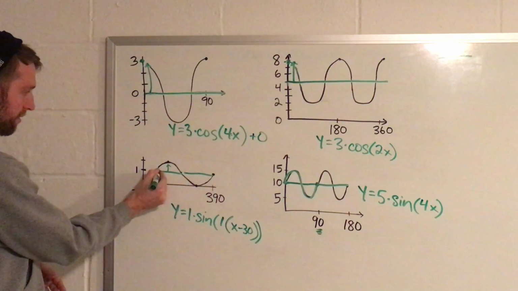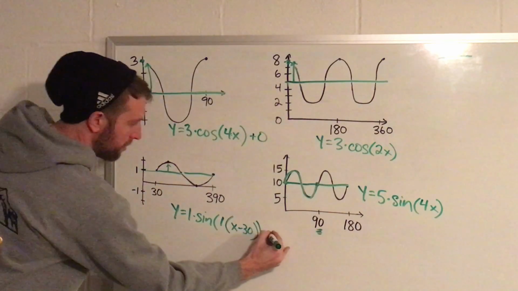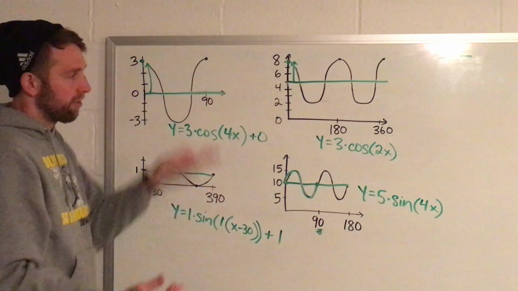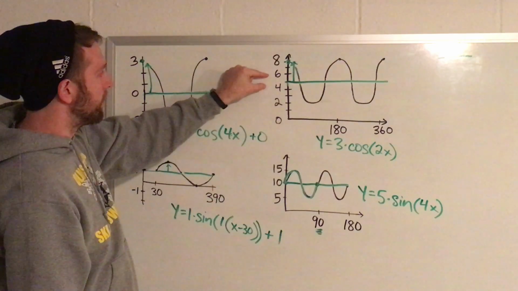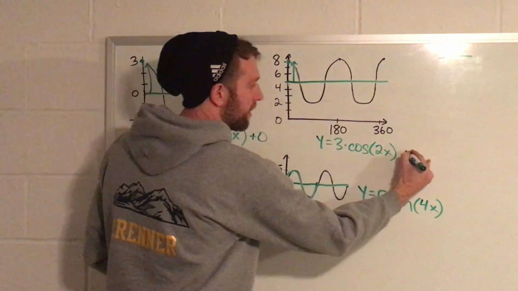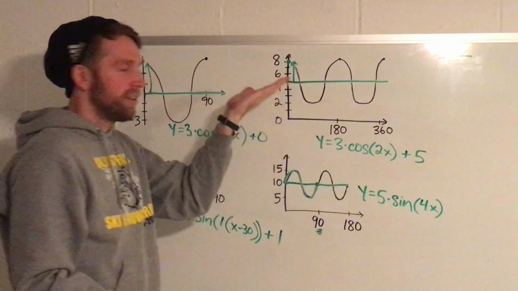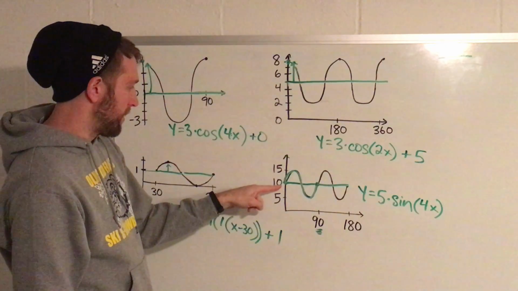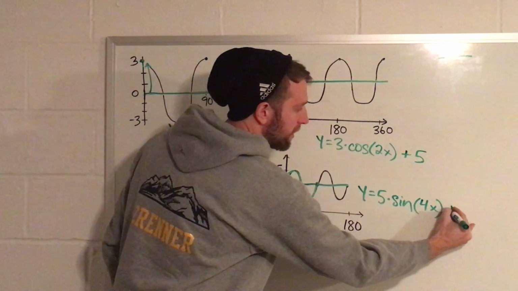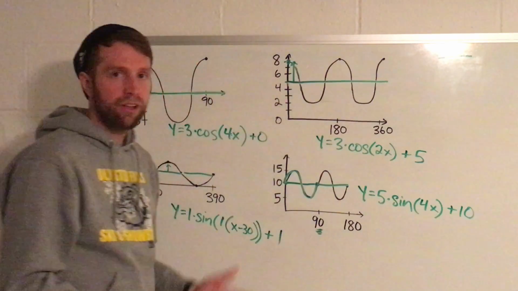What's the midline here? It comes over to 1, plus 1. That's my vertical shift, up 1. Right in the middle of 6 and 4 is 5. We talked about that earlier. Plus 5, it's going to be my midline. And right here we can see it's at 10. We're going to have a midline or a vertical shift up 10.